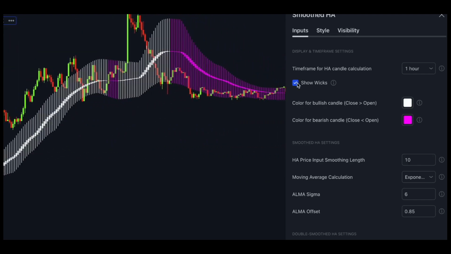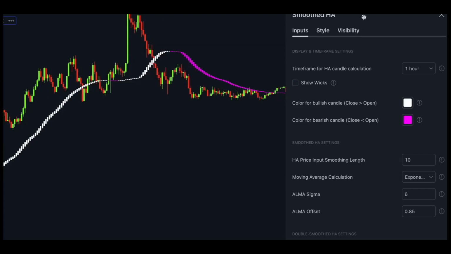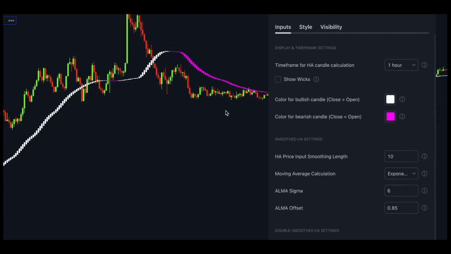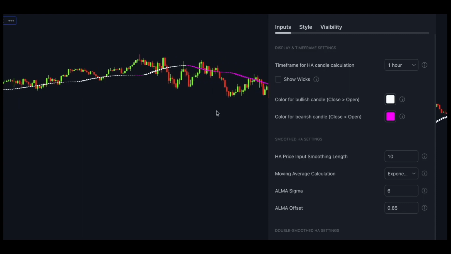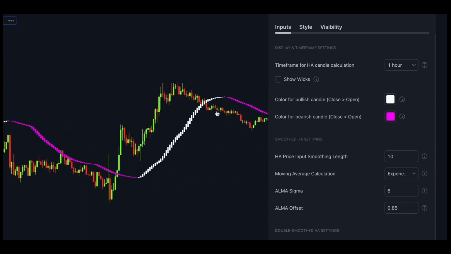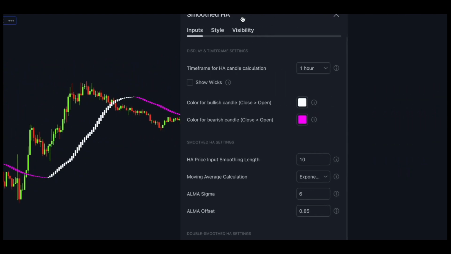In order to declutter the chart, you can also uncheck the Heiken Ashi wicks. Some traders prefer wicks as they can be an excellent indicator of a range in the market. We like to keep this option disabled. The next customization option is the price input smoothing length. The higher this number is, the smoother the Heiken Ashi candles become. We like to set this value at 15.